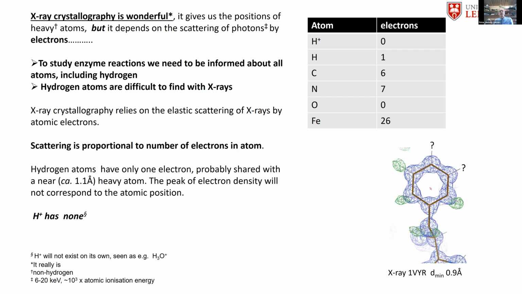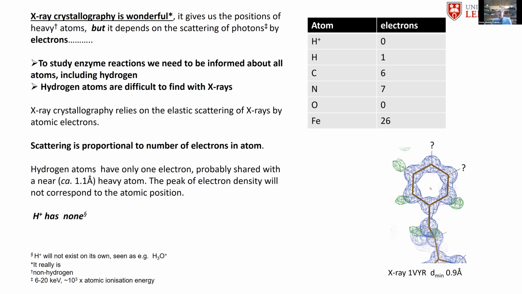So in order to understand biochemical reactions, we need to be informed about all the atoms, including hydrogen, and they're difficult to find. There are several reasons for this. One is you need extremely high resolution in order to separate something that's in the order of an angstrom away from another atom. The number of electrons that a hydrogen atom has varies from 1 to rather less than 1, depending on what it's doing, because the scattering is proportional to the number of electrons. And the peak of electron density is not going to correspond to the atomic position. Of course, a proton has no electrons.